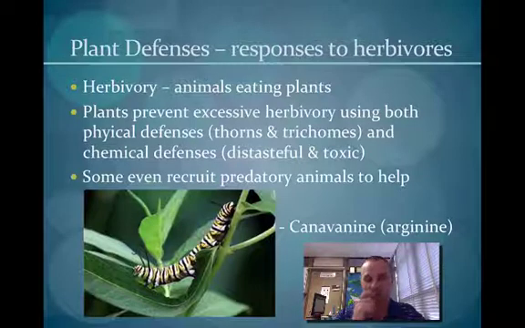Some plants, like down here at the bottom, for example, may actually produce an amino acid, canavanine, which is very similar to arginine, and when an animal eats it, it substitutes itself for arginine inside their DNA sequence or inside their protein sequence, and it actually causes the animal to die. So they may eat a little bit, and then they get this, and that does away with them.